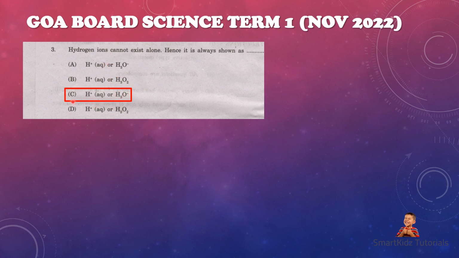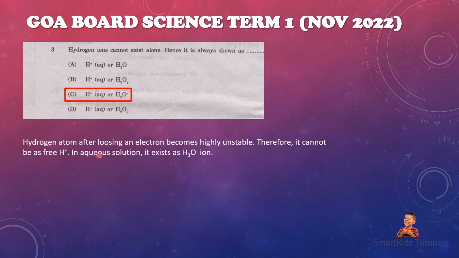But actually the answer would be C or A is the correct one. That is the hydronium ion. Okay, so the hydrogen atom, after losing an electron, becomes highly unstable. Basically, that doesn't happen, but because it has only one electron to lose, then it ceases existence. So because it can't do that, it's not available as a free hydrogen ion. Rather, it is present in the aqueous solution as a hydronium ion, along with oxygen.